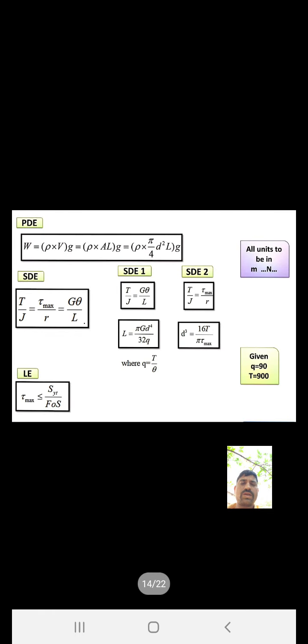Then you should develop the new design equation. Okay, you should develop the new metric primary design equation. Then W is equal to rho into pi by 4 into d square into L into G. Okay, this is the first. And the second equation, W is equal to rho into pi by 4, again d square. We have calculated the value of d cube here.